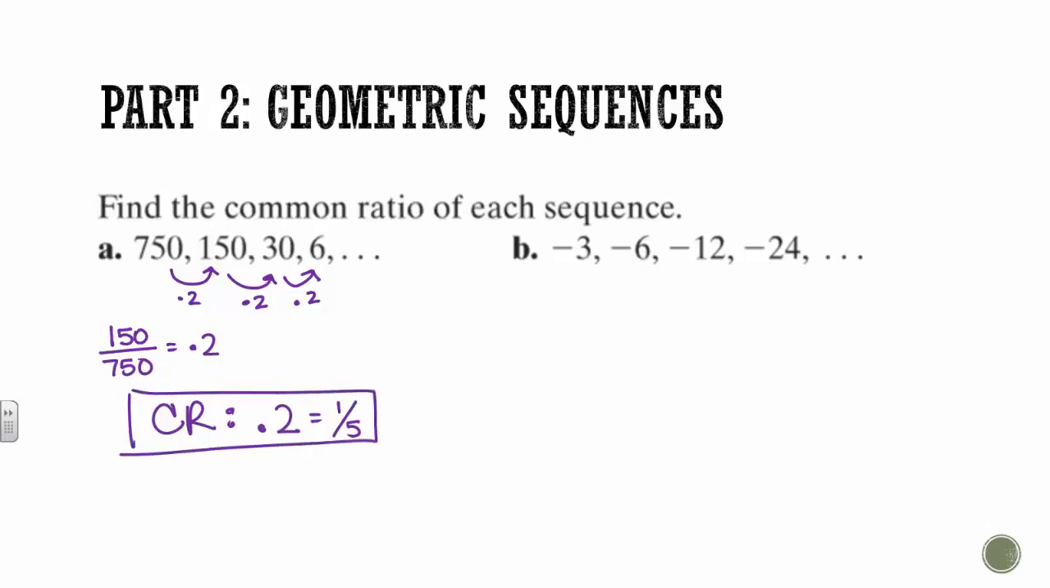This one here is a little easier to do in our head. So to go from -3 to -6, I have to multiply by 2. -6 to -12, I got to multiply by 2, and we can keep going. So for this one, the common ratio is 2.